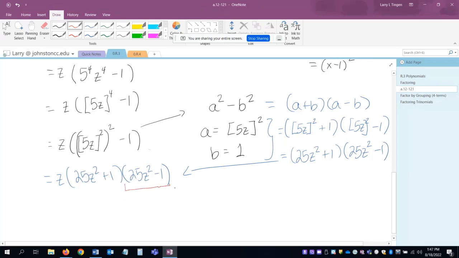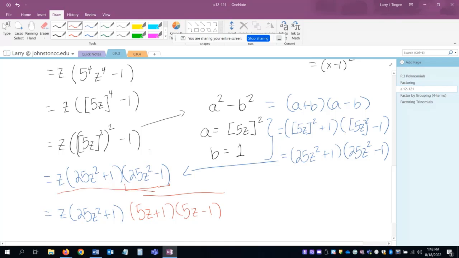And then the last step is the real kick in the pants of, oh, and by the way, this is the difference of squares, just like this was the difference of squares. So this follows the same pattern. If this is the difference of squares, then that factor breaks down again into what? Well, a is 5z, so this is going to break down into 5z plus 1 times 5z minus 1.